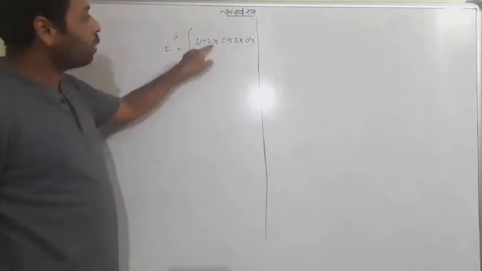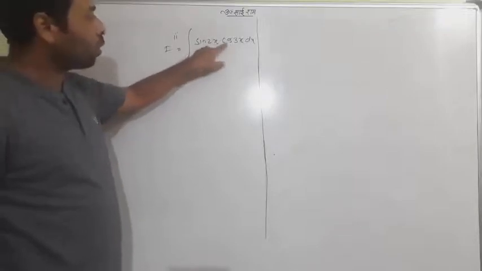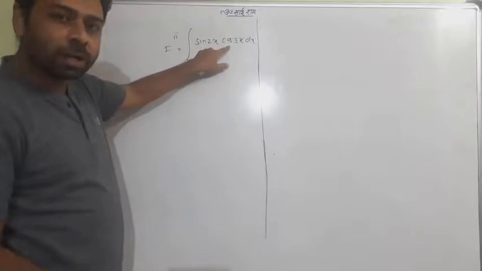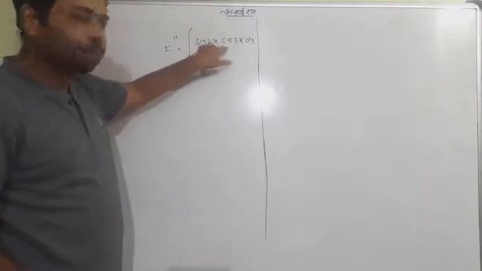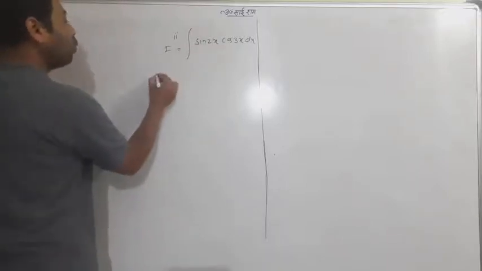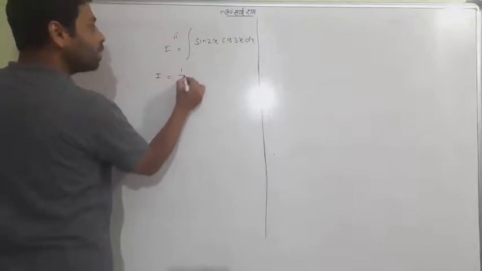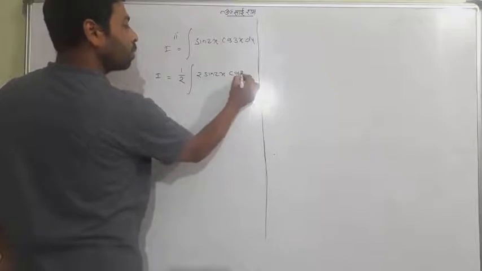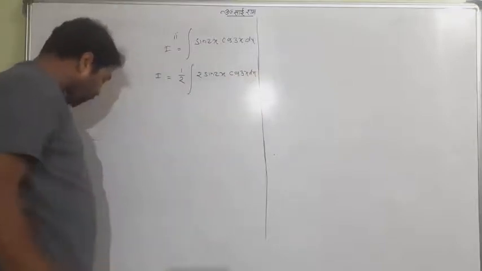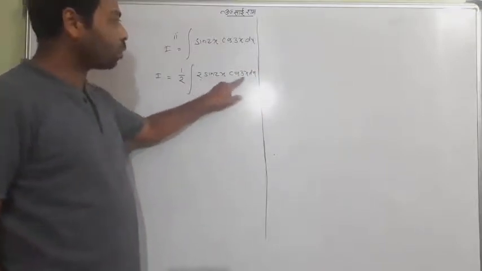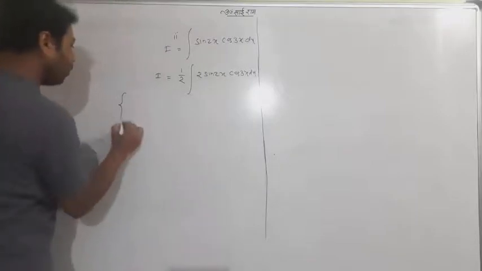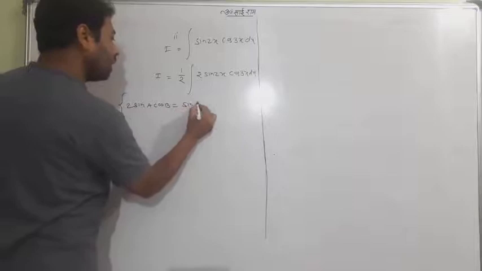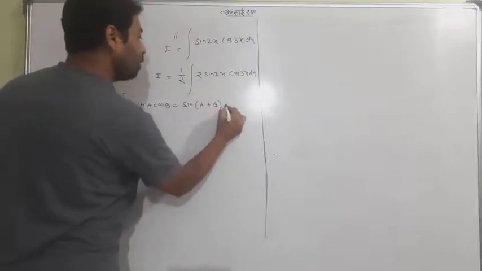Look at sin 2x and cos 3x. Sine and cos are coming. Whether cos and cos come, or sine and sine come, or cos and sine come, you have to follow a method. What method? First multiply and divide by 2. Now it has become 2 sin a cos b. So use the formula of 2 sin a cos b, which is sin of a plus b plus sin of a minus b.